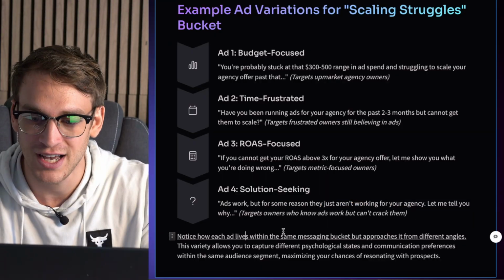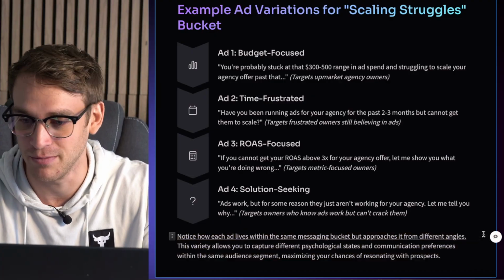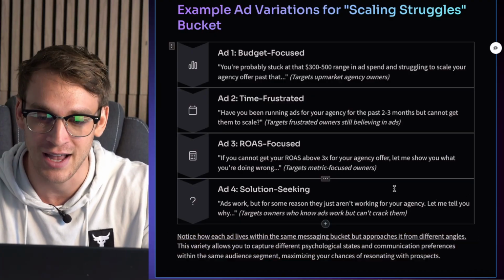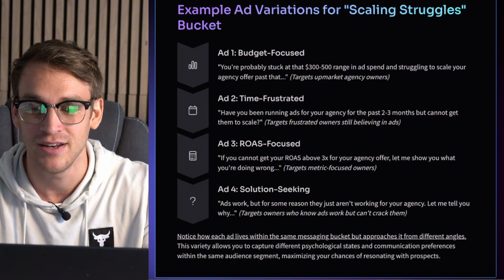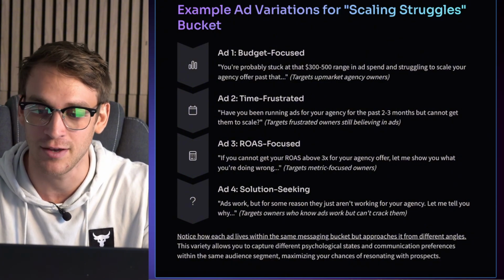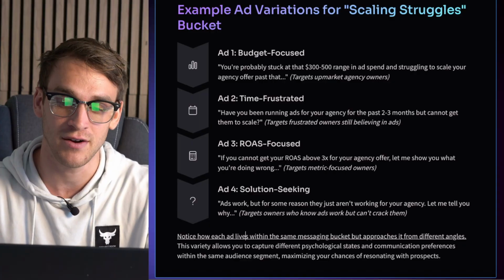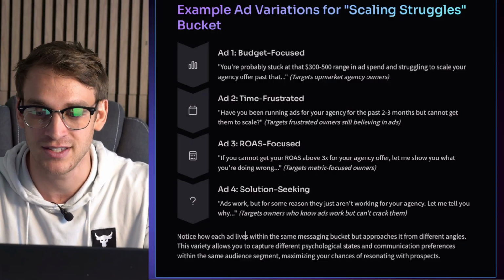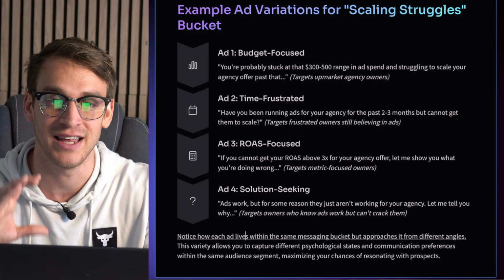So do you notice how each ad lives within the same messaging bucket, but approaches it from different angles? This variety allows you to capture different psychological states and communication preferences and also scenarios, sub-scenarios within the same audience segment, maximizing your chances for resonating with your prospects.